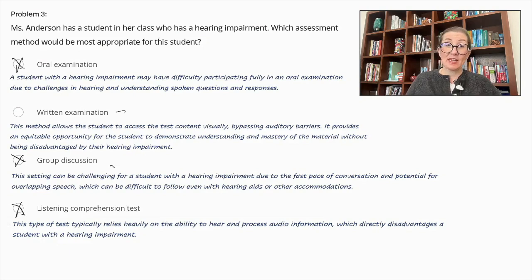Now, written examination. This method allows the student to access the test content visually, bypassing auditory barriers. It provides an equitable opportunity for the student to demonstrate understanding and mastery of the material without being disadvantaged by their hearing impairment. Therefore, a written examination is the most suitable assessment method for a student with a hearing impairment, as it minimizes auditory challenges and allows the student to demonstrate their knowledge effectively.